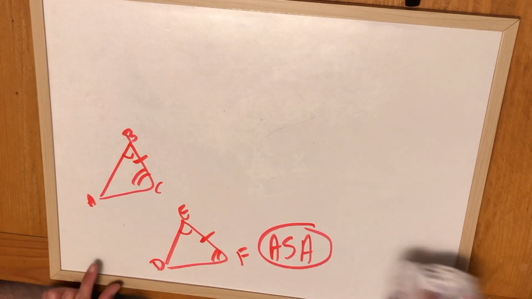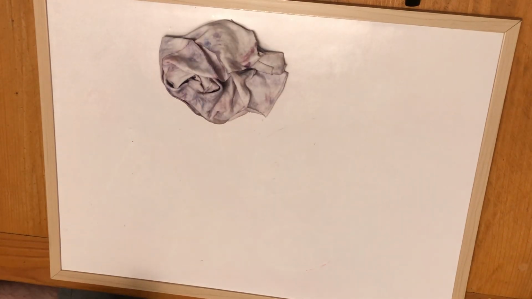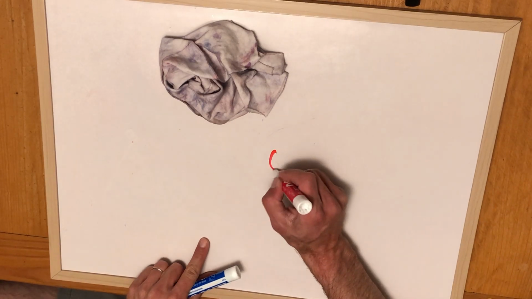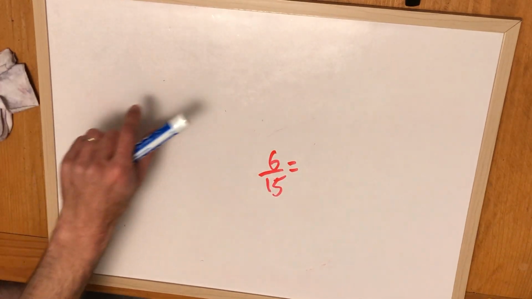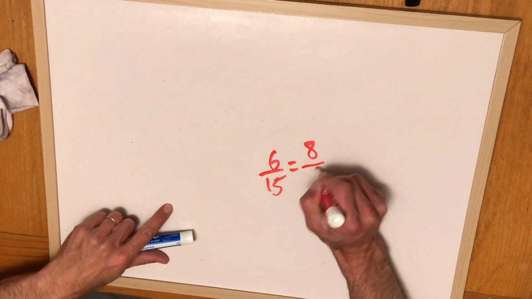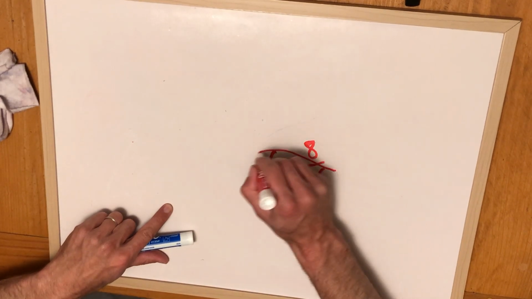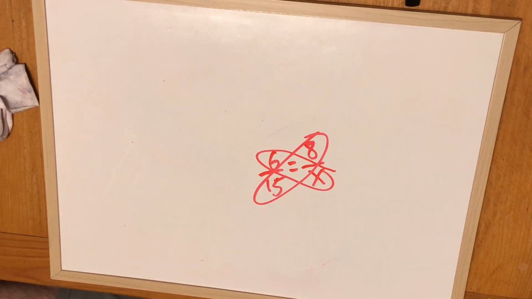Okay, number 8. Number 8 is very similar to the same kind of question that we had a little bit ago. How could you set up a proportion to solve for CE? Simple. 6 over 15 is equal to 8 over x. 6 times x equals 8 times 15 and solve. Simple.